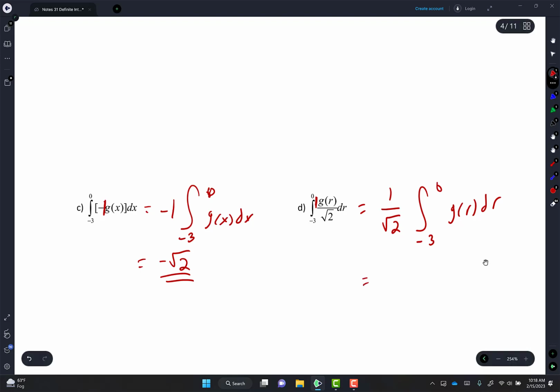So this is going to be 1 over square root of 2 times square root of 2, which is just going to give me 1. Are we okay so far?